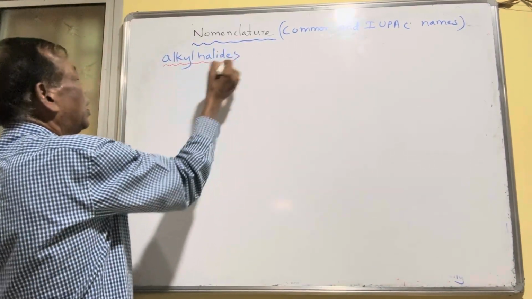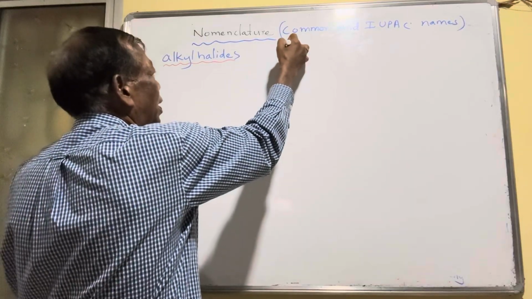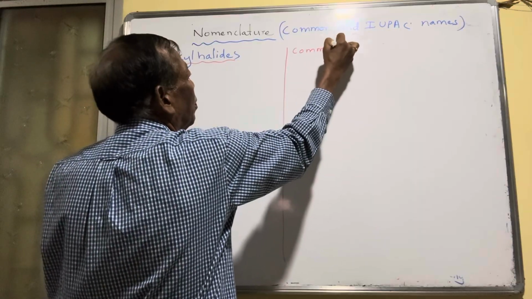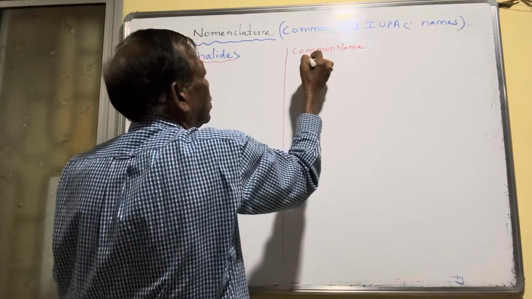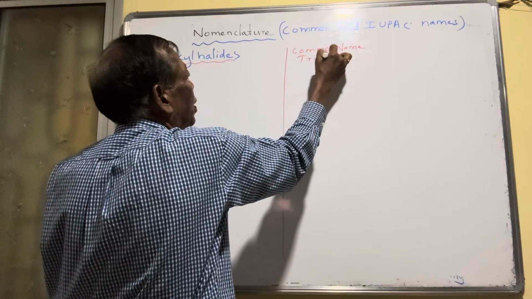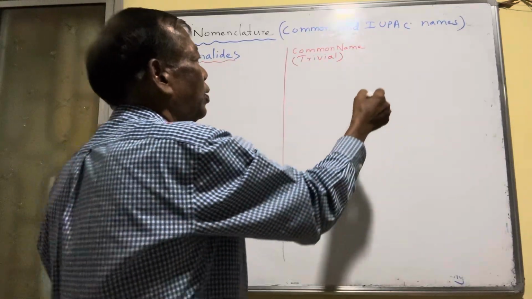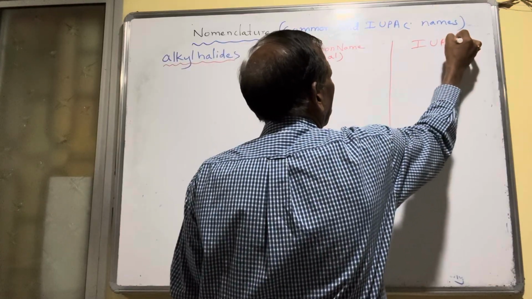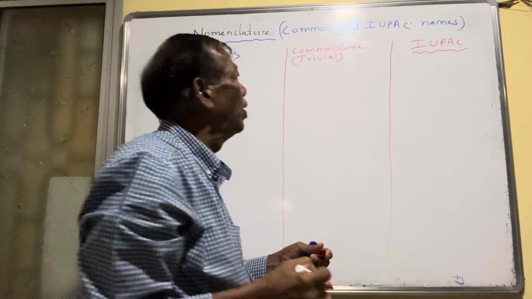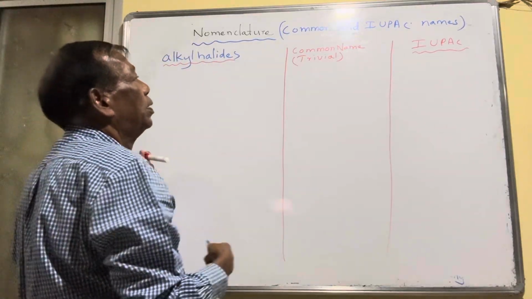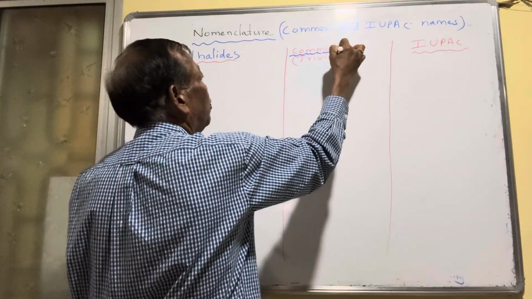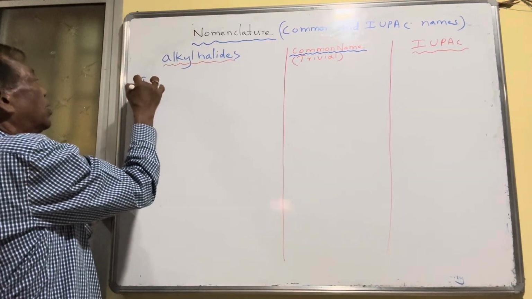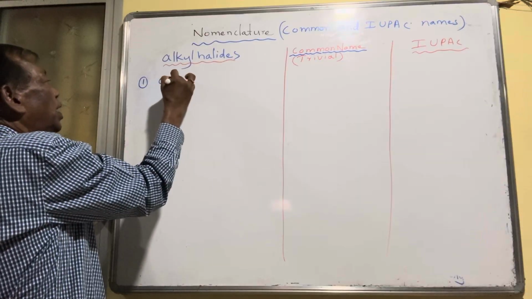So alkyl halide. So I'll write here alkyl halides. Here I'll put common name, or they are also called trivial name. And next we have what is called IUPAC name. You all know the meaning of this IUPAC name. So I did not explain to you what is called IUPAC full form. Okay. Now here, let us say that first compound, let me just explain, CH3 Cl.